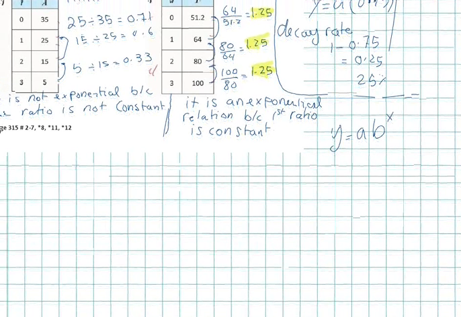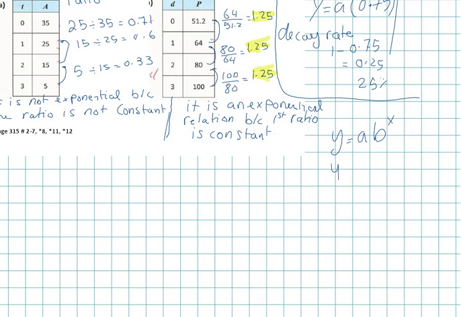So I can actually write an equation for this using the table of values. I know a is 51.2 because that's where my x is 0. The base is 1.25 because that's my ratio. And then your exponent is going to be the variable x. This is a little extra to the question. The question is not asking you to do this. I'm just showing you this as an extra thing.